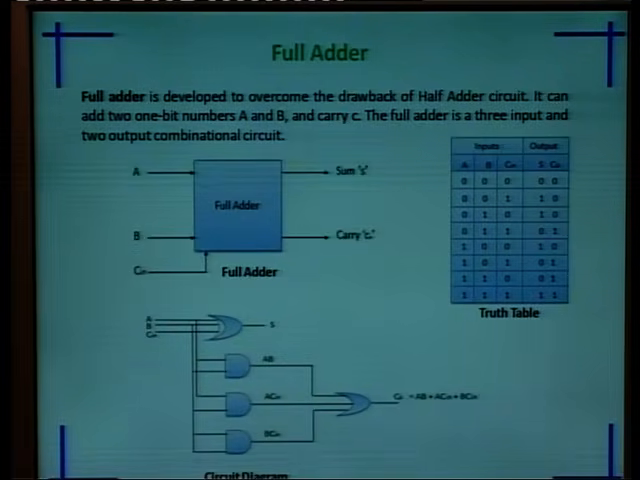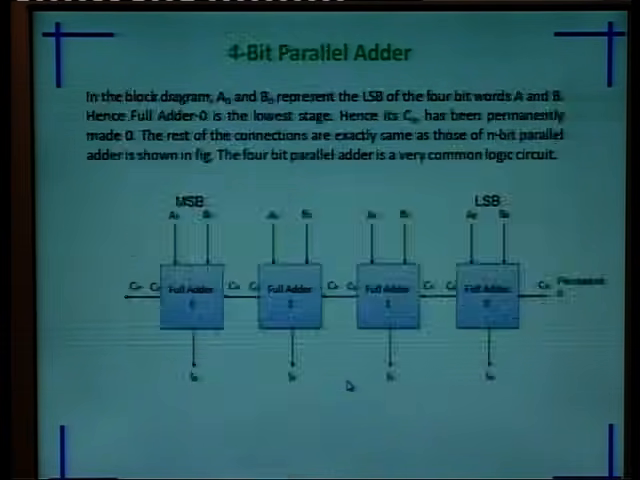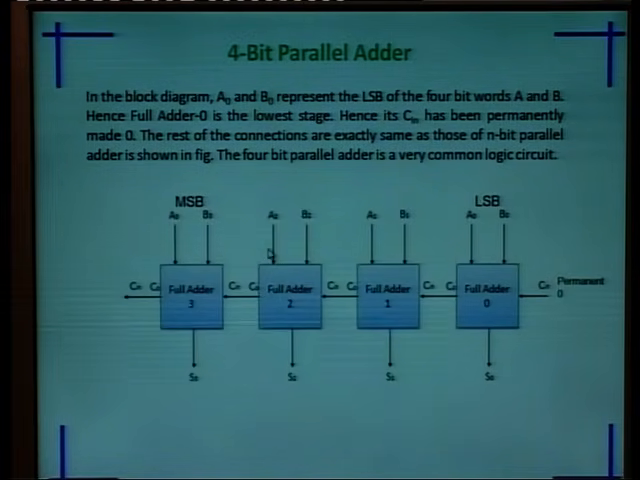In the full adder, we overcome the limitation of the half adder, meaning we have a third input also, that is the carry input, and accordingly we have to generate our sum and carry. This is the truth table for adding the numbers A, B and carry in, then sum and carry out, and this is the basic circuit diagram for the full adder.